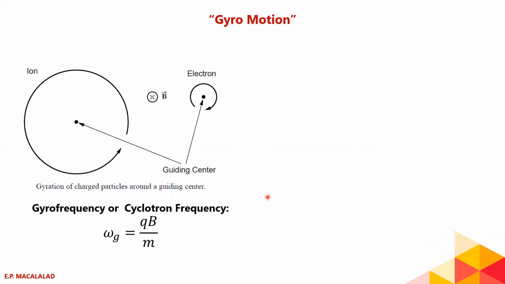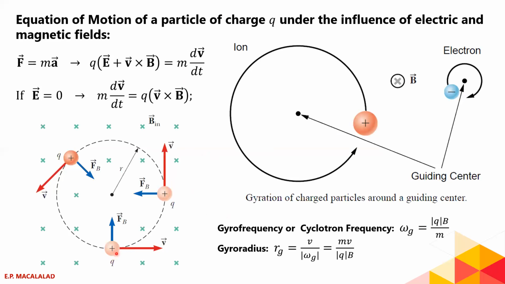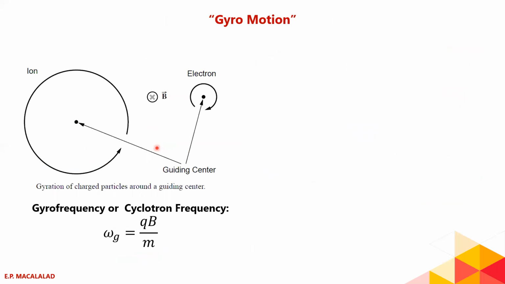Now, let's look deeper into the gyro motion. From our example here, we first set that the magnetic field B is perpendicular to the velocity. This is just a simplification to demonstrate the gyro motion of an electron or a charged particle or an ion. Now, what happens if there is a velocity component where the velocity is not perpendicular to the magnetic field, meaning the magnetic field and the velocity are not at 90 degrees to each other?